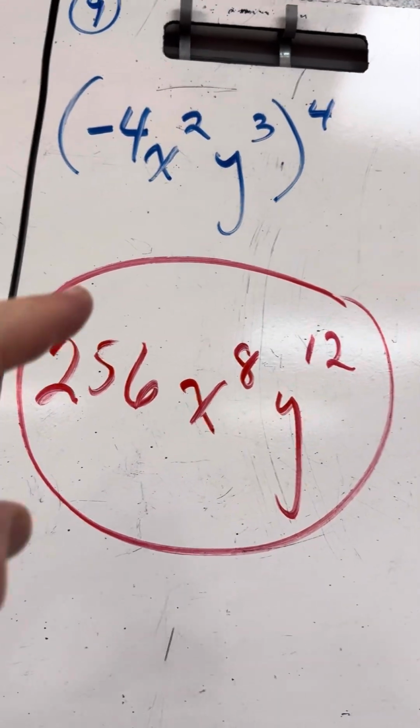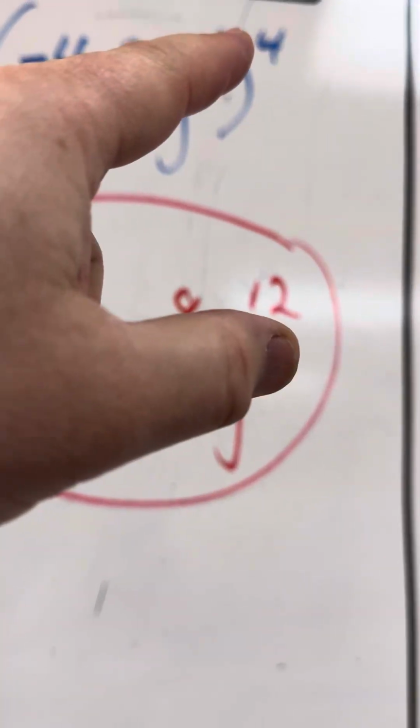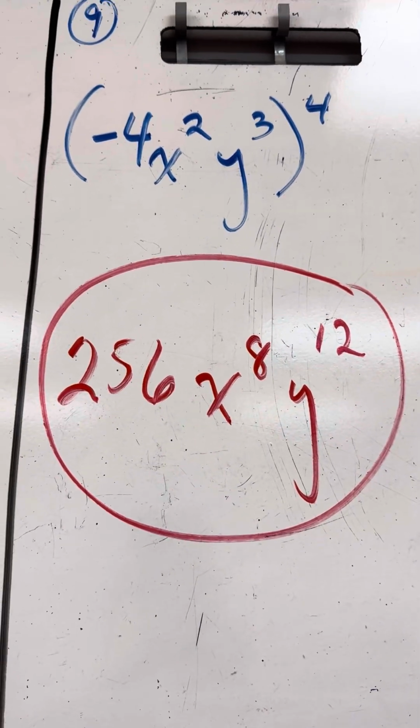Okay? X to the second, 2 times 4 is 8. 3 times 4 is 12. X to the eighth, y to the 12th.